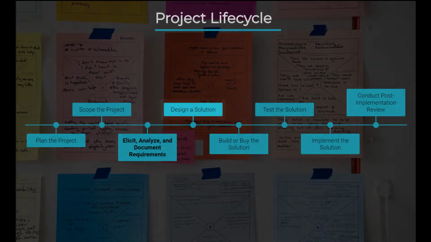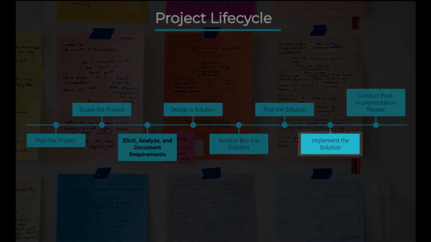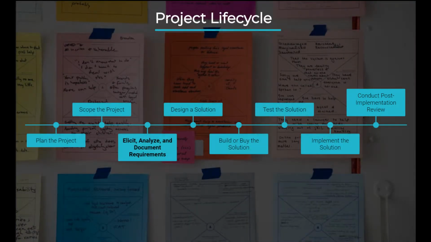Design a solution, build or buy the solution, then we would test the solution, then it would get implemented, and we would conduct a post-implementation review. So that's really what the project lifecycle looks like. Now let's take a look at what happens during each one of these phases of the project lifecycle.